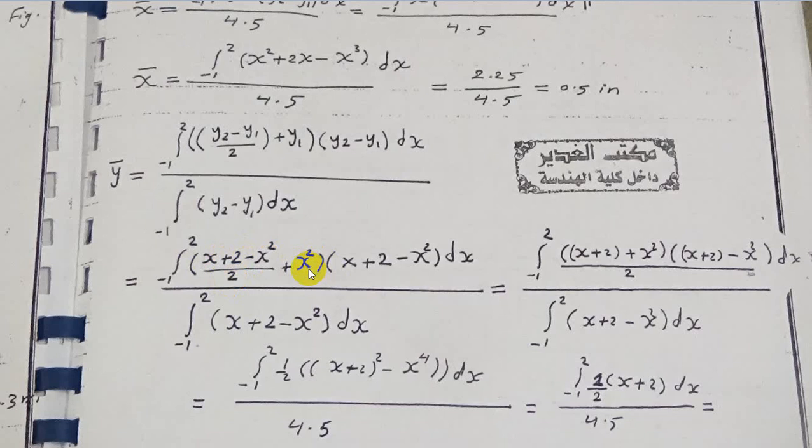After that, the GCF, the greatest common factor. As you can see in front of you, x plus 2 minus x squared dx. This will be integrated entirely with respect to x, just like we said.